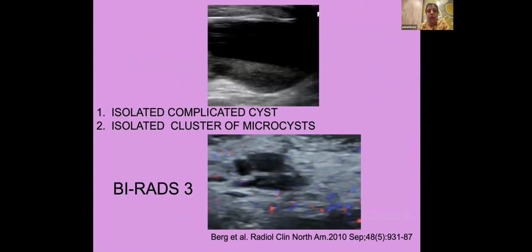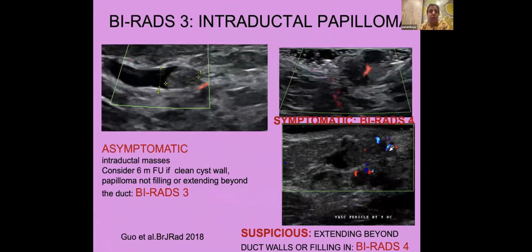Included under BI-RADS 3 are also isolated complicated cysts. So we saw complicated cysts. If there are multiple cysts in the breast and you see one with low level echoes, you can ignore it and put them all as BI-RADS 2. However, if this is the only lesion that you see in a breast and there are low level echoes, you must follow it up. Likewise, for a cluster of microcysts, if this is one of many in the breast, you can ignore it, but otherwise it has to be followed up at 6, 12 and then 24 months interval.